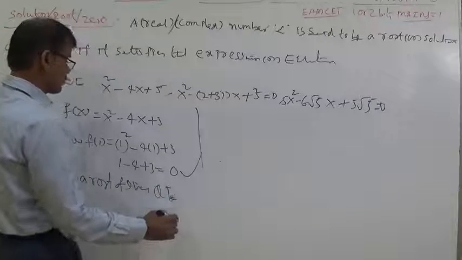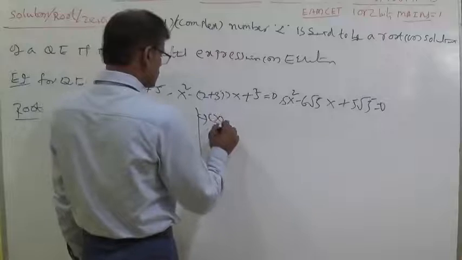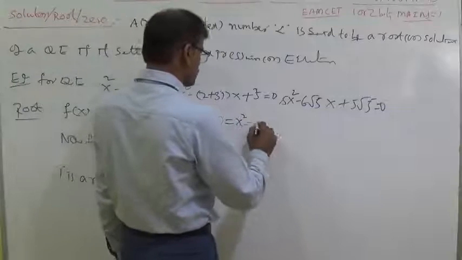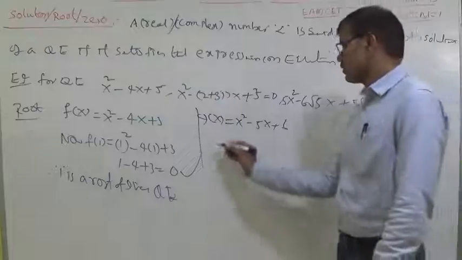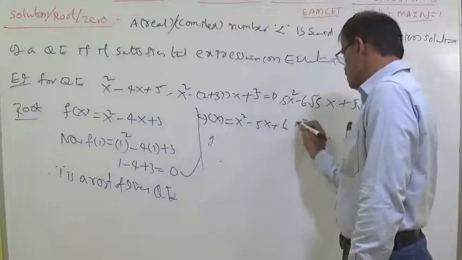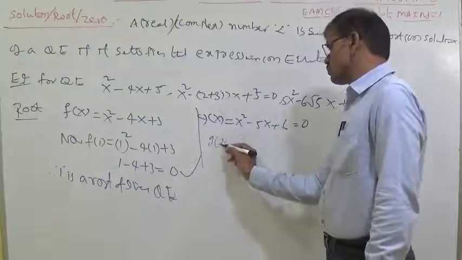1 is a root of the given QE. Let us take another example. g of x is equal to x square minus 5x plus 6. Now what can you say? It is equal to 0, you put, no problem. Here g of 2 you can take.